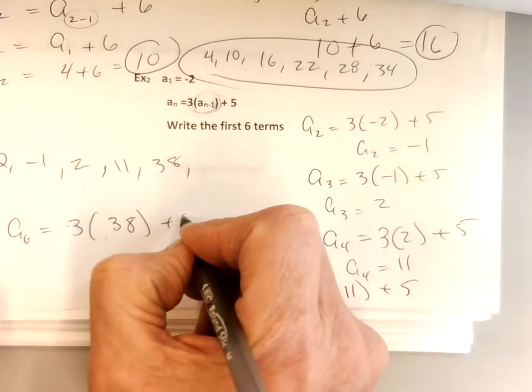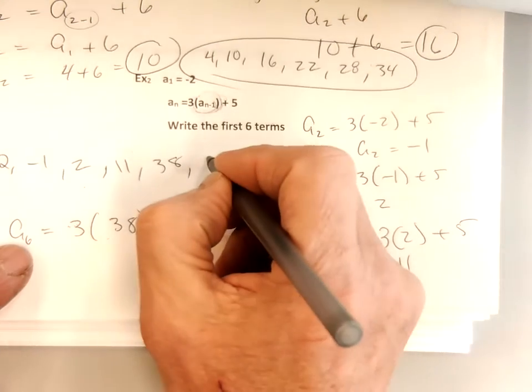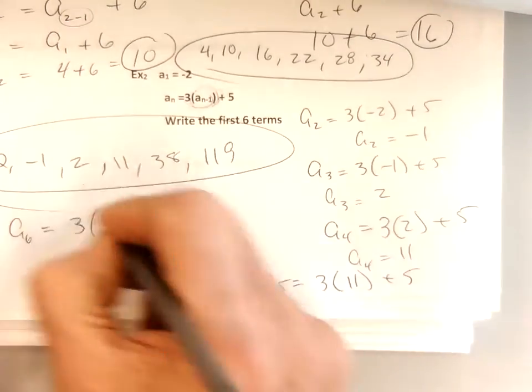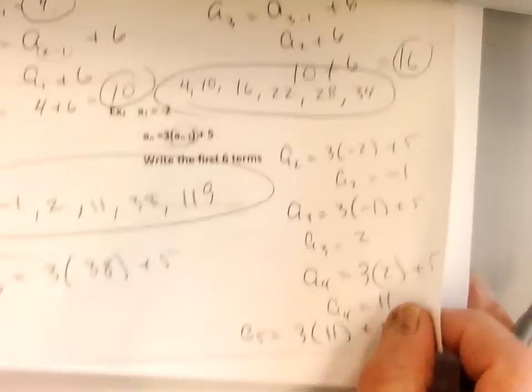Plus 5, right? I don't know. I need a calculator, right? Anybody, you got a calculator for me? What is it? 119, okay? All right. Thumbs up. All right, now, turn the page.